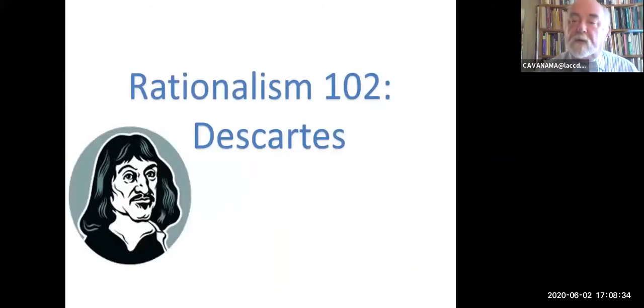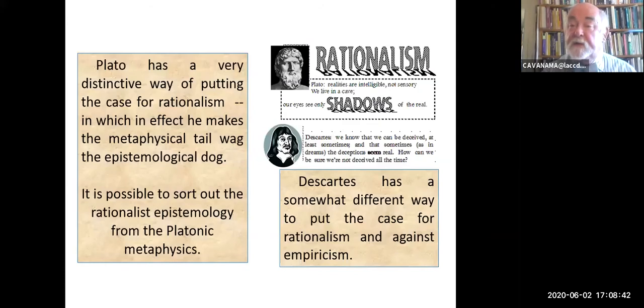Rationalism 102, René Descartes. Now, Plato has a very distinctive way of arguing the case for rationalism in which he, in effect, makes the metaphysical tail wag the epistemological dog with his two worlds and upside downness. And when people talk about Platonism, that's as often as not what they mean. It's possible to sort out the rationalist epistemology, though, from the Platonic metaphysics.